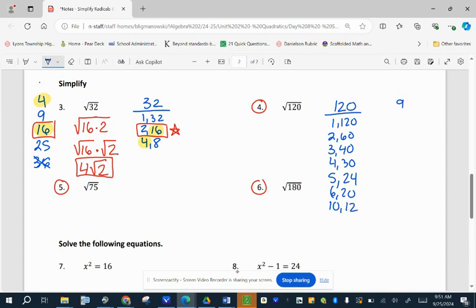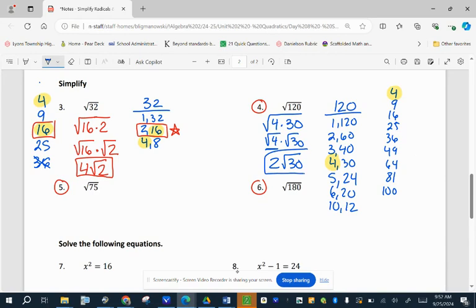So then let's think about perfect squares. I wrote those in the wrong order. 4, 9, 16, 25, 36, 49, 64, 81, 100. Looking at this list, the biggest perfect square that I see that is a factor is actually 4. Even though that's kind of a small number for 120, it's the biggest perfect square that goes into 120. So I'm going to do 4 times 30, which is the square root of 4 times the square root of 30. The square root of 4 becomes 2. So 120 is going to simplify to 2 square root 30.